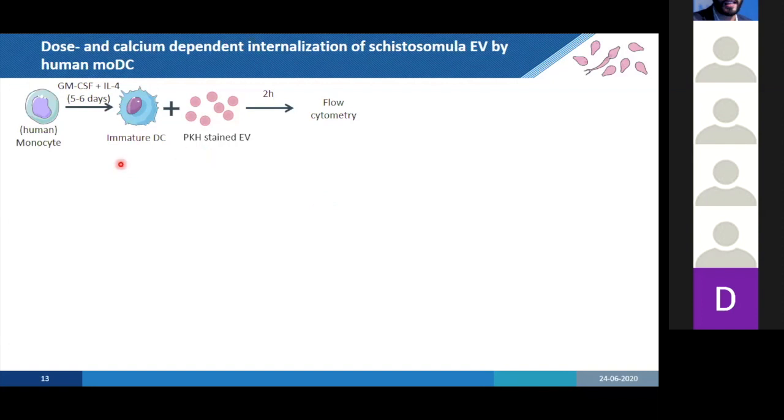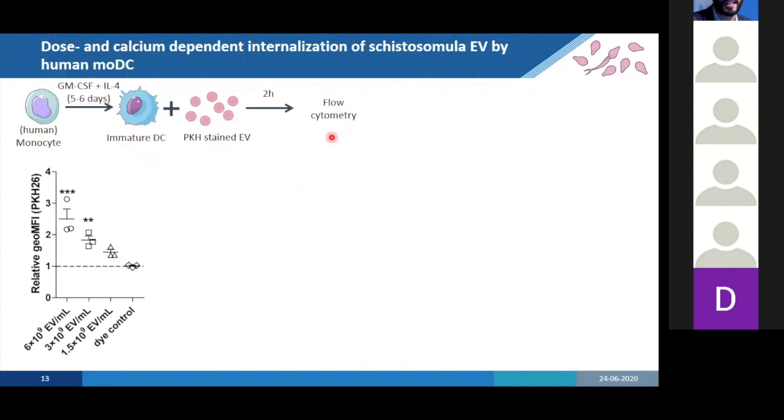So we took the immature dendritic cells and incubated them for 2 hours with PKH-stained vesicles, and then measured the cells with flow cytometry for fluorescence. If the cells get more fluorescent, they interacted with or have taken up the EVs. At first we did a dose response measurement. On the y-axis is the mean fluorescent intensity of the cells, and on the x-axis are different concentrations of EVs. Of course, we included a dye control to know that we're not measuring PKH aggregates. And we nicely saw there was a dose response in binding or uptake of the EVs by these cells.